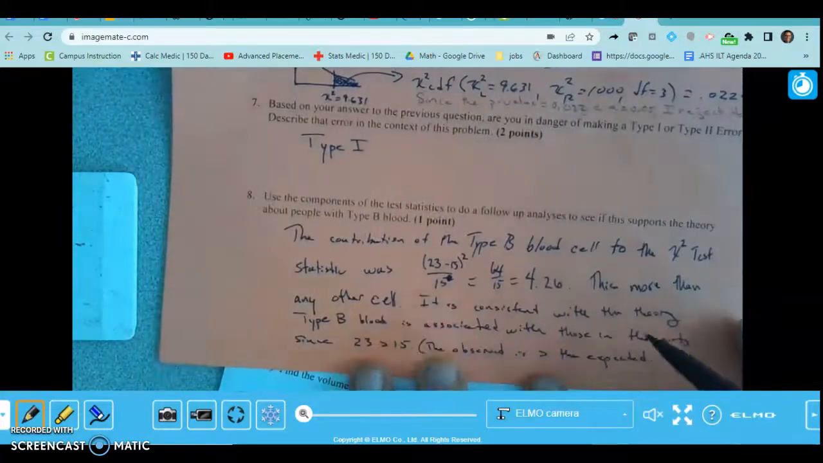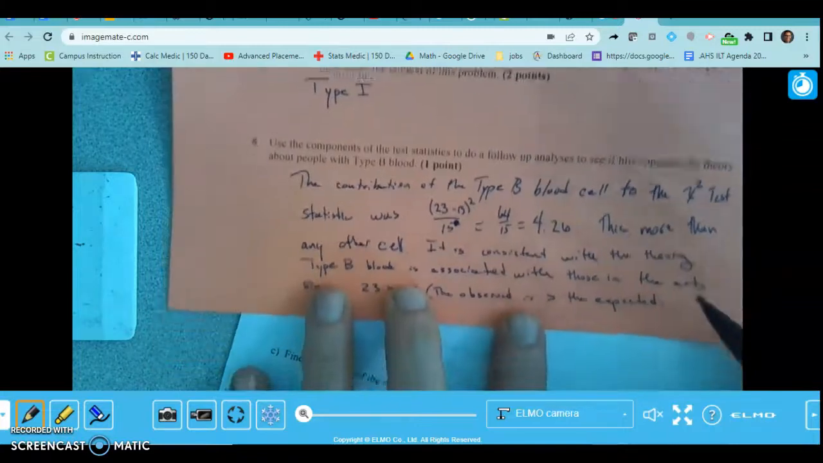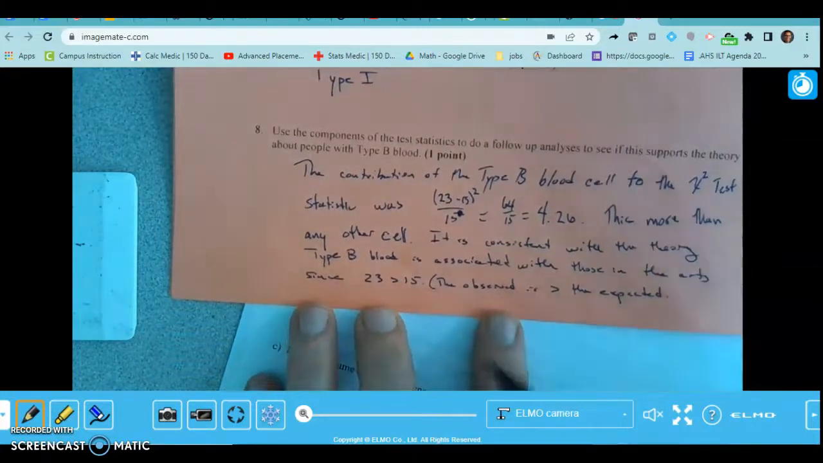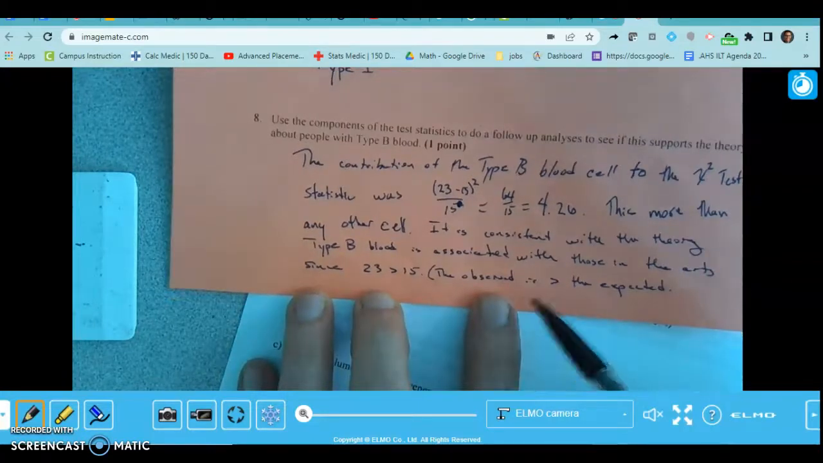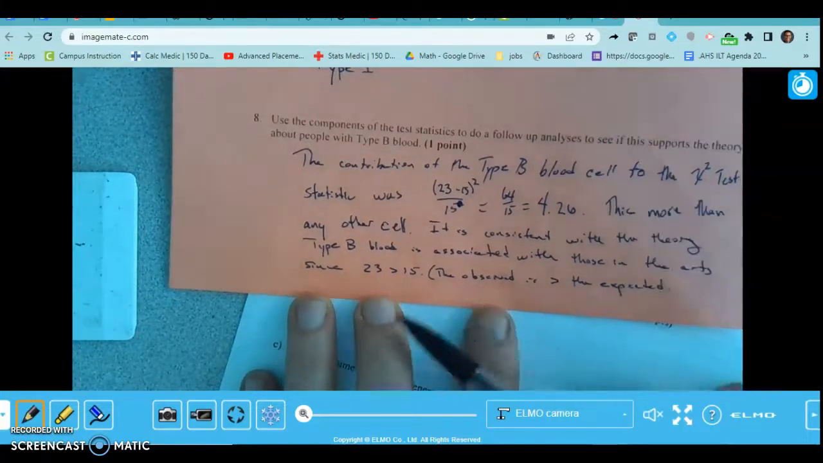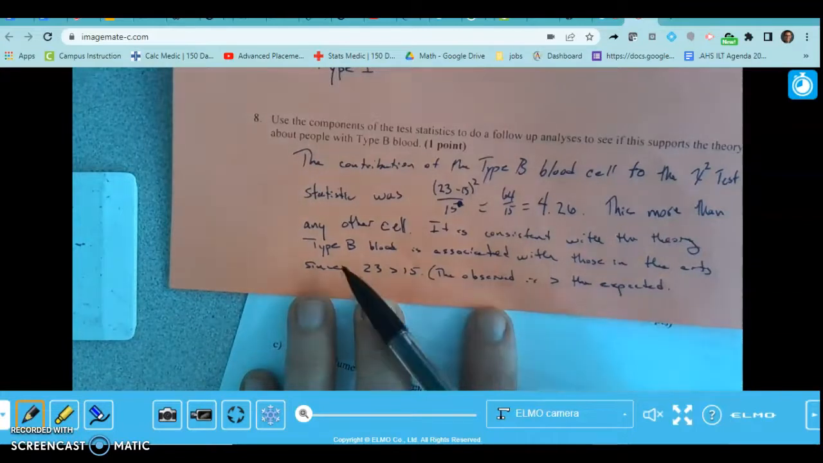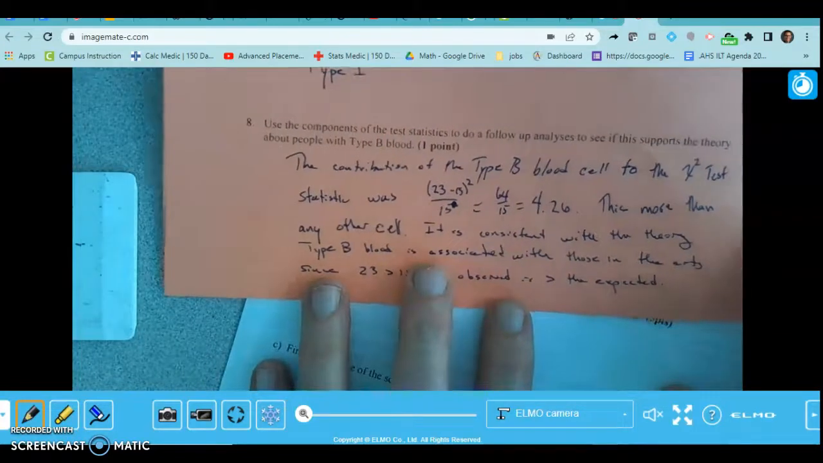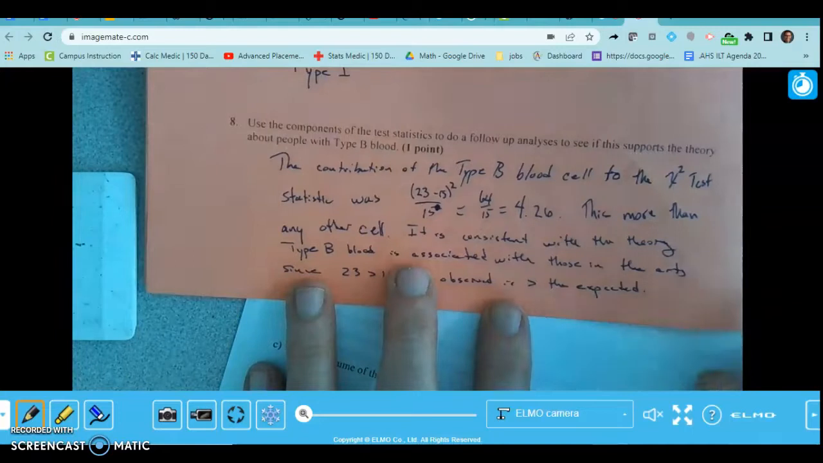So this is the largest contributor, and it is consistent with the theory because we're seeing 23 being bigger than what we expected. So the observed is bigger than the expected in the direction leaning towards the theory which said that people with type B blood are more likely to go into the arts.